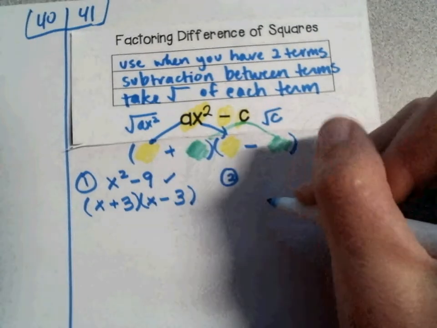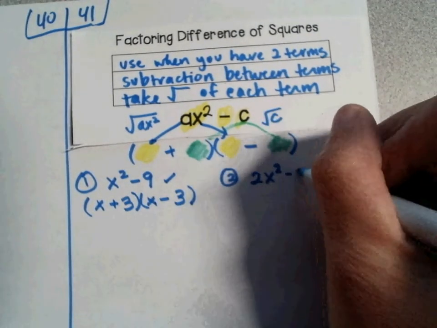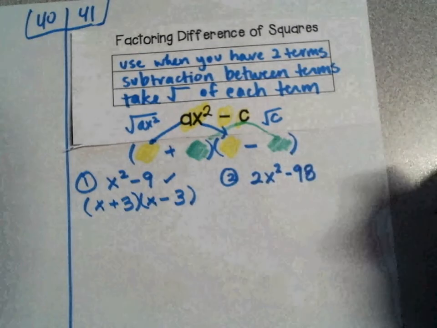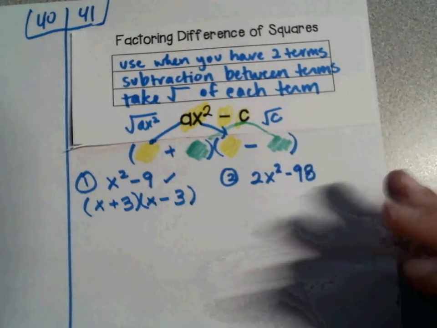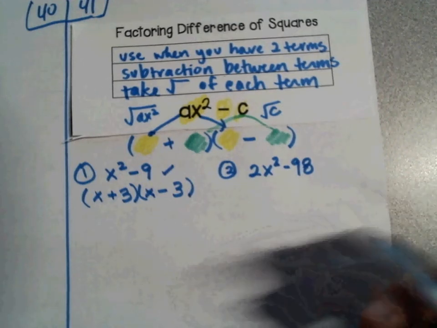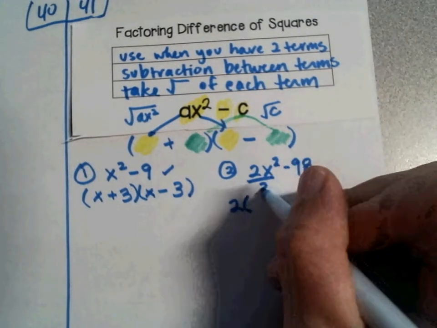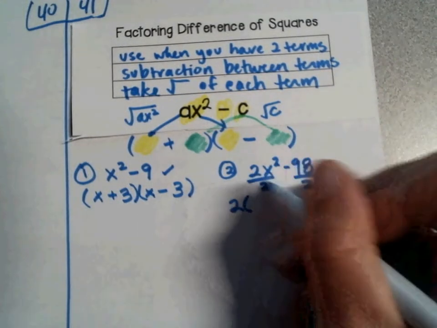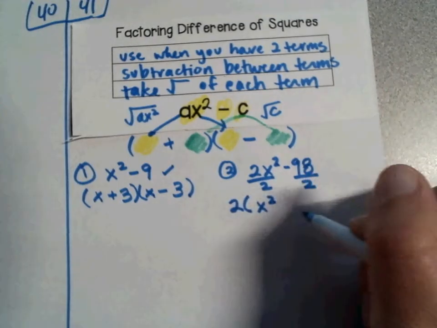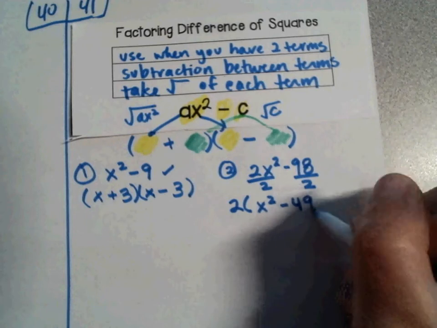Okay, number 2. 2x squared minus 98. Okay, to do this one, first you have to think of a greatest common factor. And 2 and 98 do have a greatest common factor, and it is 2. They're both even. So first I'm going to divide out a 2. 2x squared divided by 2 is x squared. And 98 divided by 2 is 49. So now I have that.